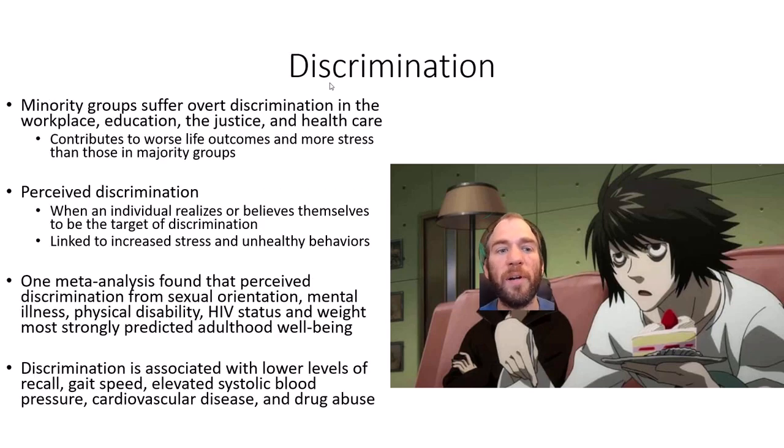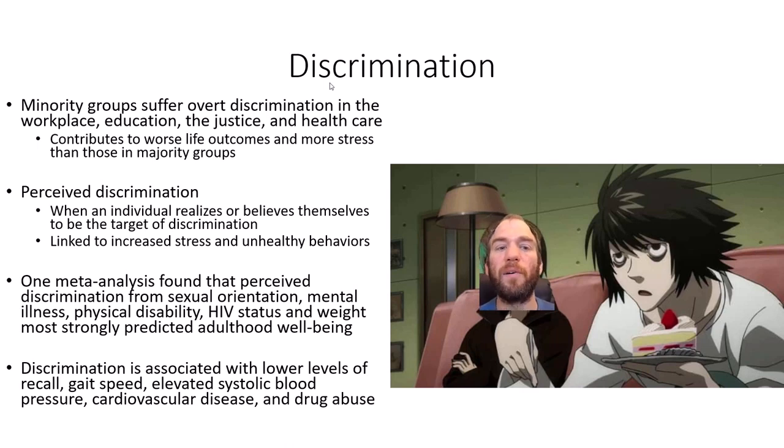Discrimination. Minority groups suffer overt discrimination in the workplace, education, the justice system, and healthcare systems, which contributes to worse life outcomes and more stress than those in majority groups. I should say a higher risk of worse developmental outcomes. Perceived discrimination, when an individual realizes or believes themselves to be the target of discrimination, is linked to increased stress and unhealthy behaviors. One meta-analysis found that perceived discrimination from sexual orientation, mental illness, physical disability, HIV status, and weight was most strongly predictive of adulthood well-being. Discrimination is associated with lower levels of recall, gait speed, I should say, elevated systolic blood pressure, cardiovascular disease, and drug abuse.